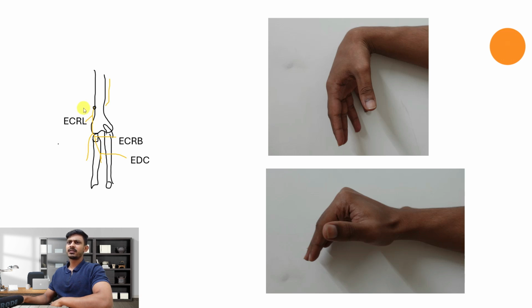Imagine a higher nerve injury at the level where it just exits the spiral groove, a Holstein-Lewis fracture, where the lower one-third of the humerus shaft is fractured with the radial nerve injury. The ECRL, ECRB and the EDC are affected. So this leads to wrist and finger drop. Higher nerve injury, more deformity. Lower nerve injury, less deformity, basically.